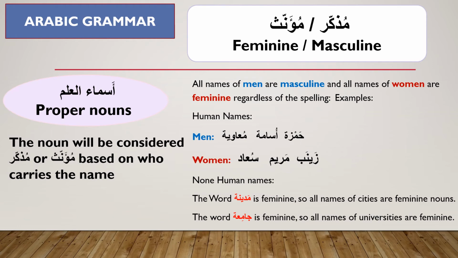For example, street, شارع, in the Arabic language is a masculine noun. So all names of streets in the Arabic language will be masculine. Great. These are the three categories based on which we decide if the noun is masculine or feminine.